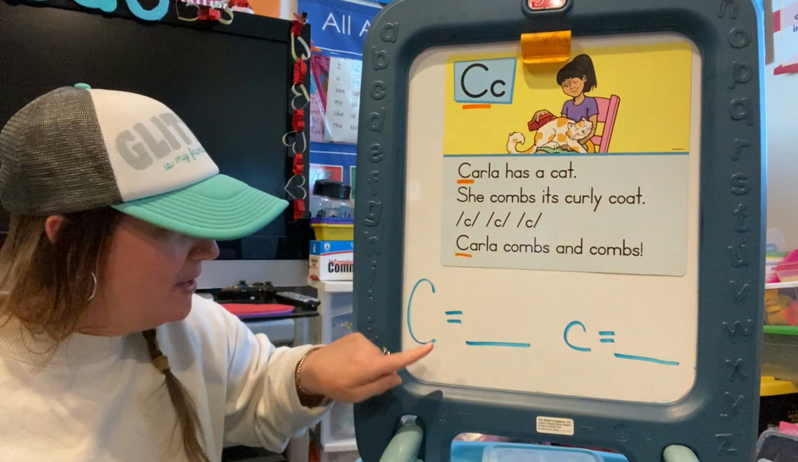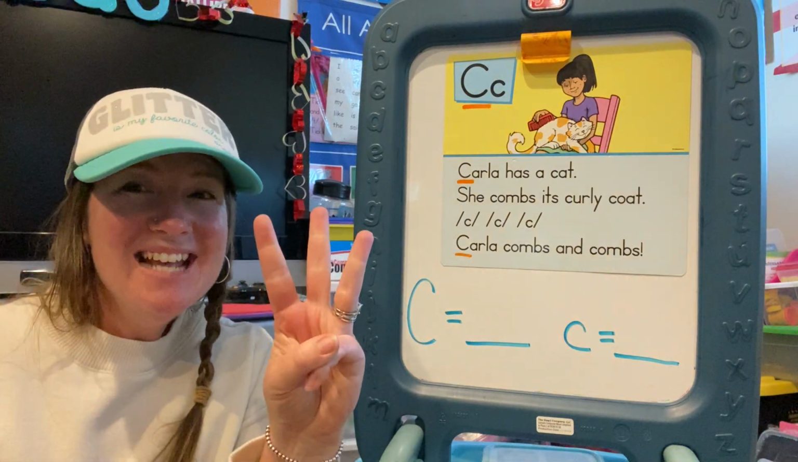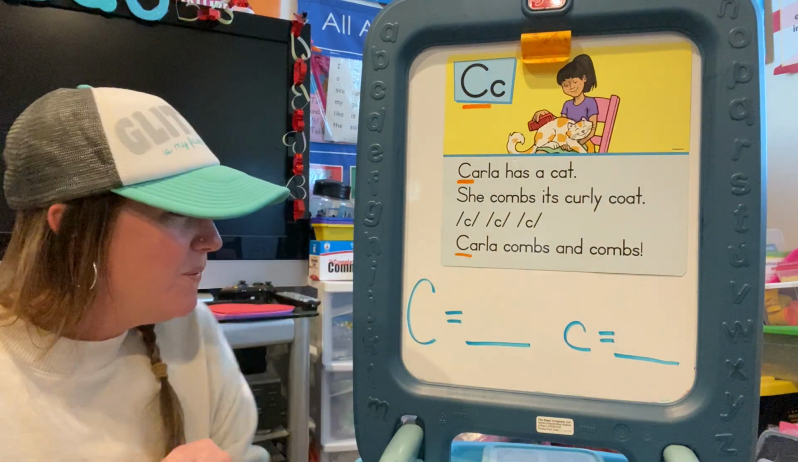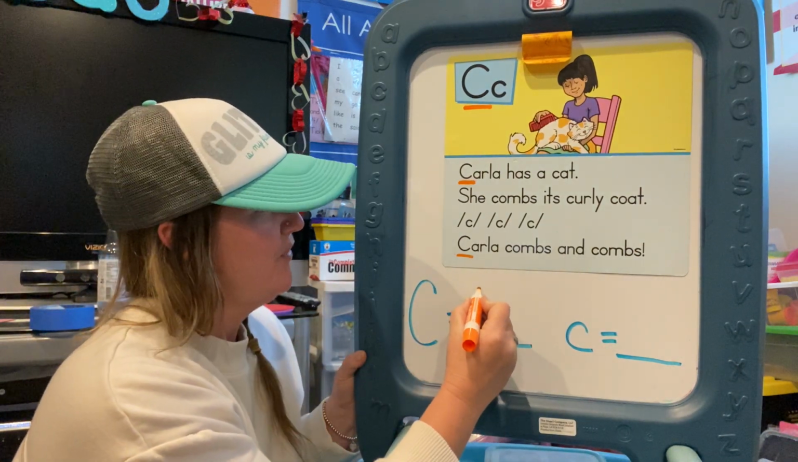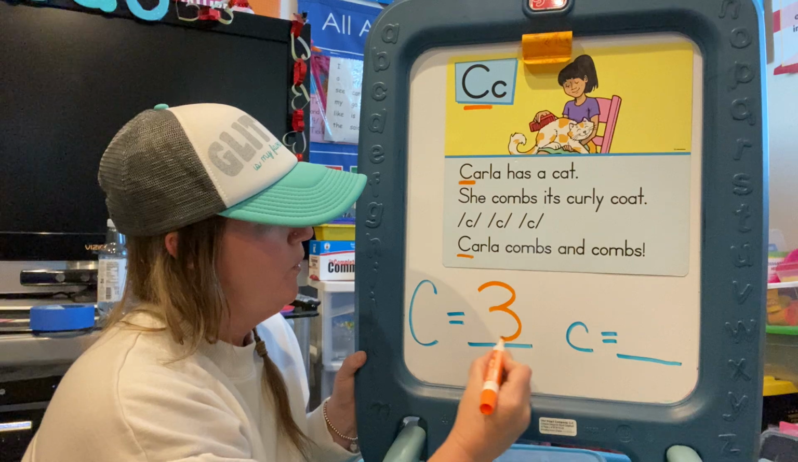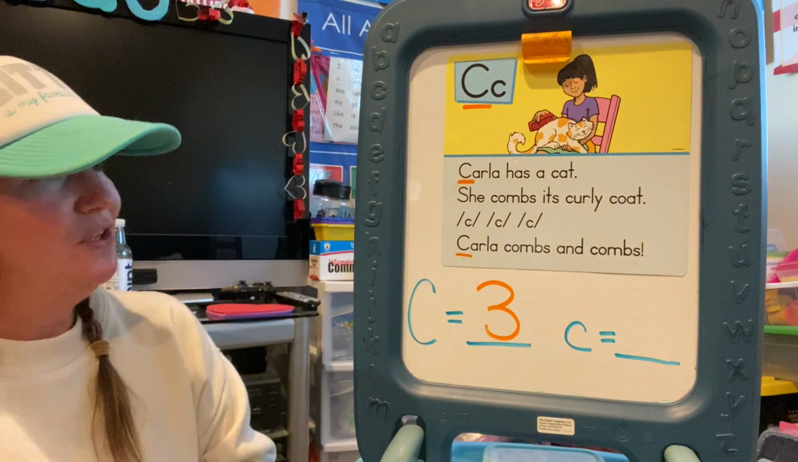So I'm going to go down here. I have my capital C. And I'm going to make the number 3. So use your air finger. Let's make a 3. Here we go. Ooh. So we have 3 capital C's.